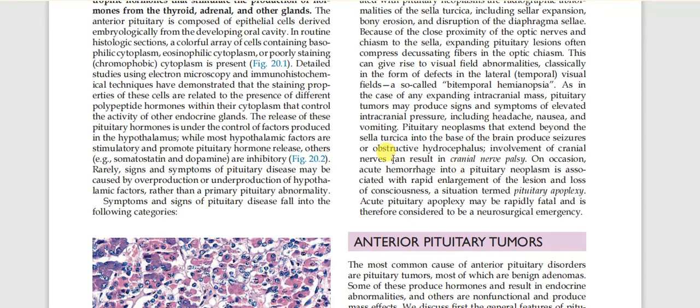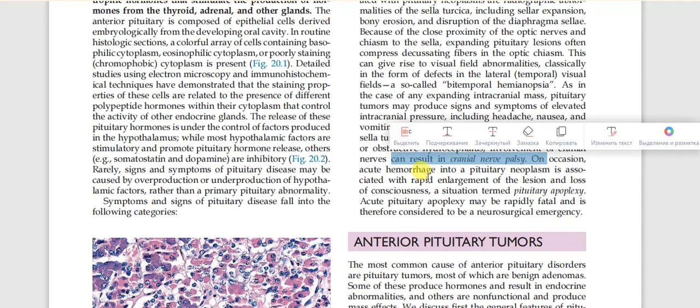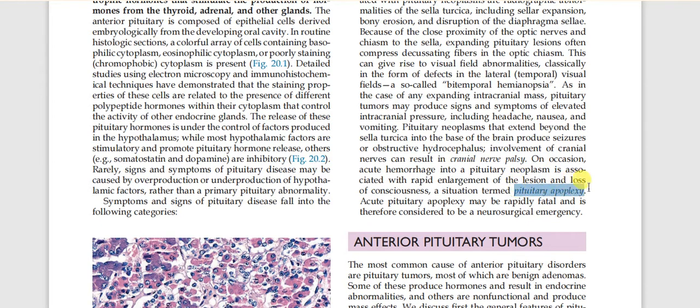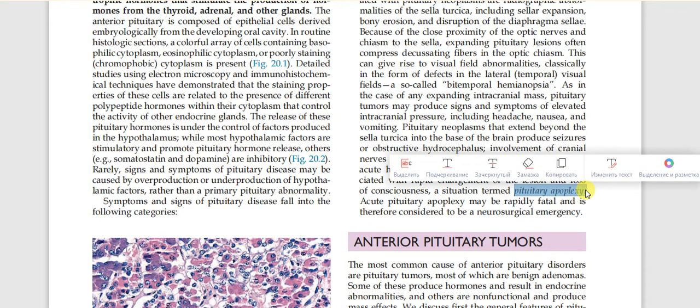Cranial nerves can result in cranial nerve palsy, and on occasion acute hemorrhage into a pituitary neoplasm is associated with rapid enlargement of the lesion and loss of consciousness, a situation termed pituitary apoplexy. So this pituitary apoplexy sometimes happens due to increased growth and increased blood supply of this tumor, so some capillaries might rupture due to mass effect.